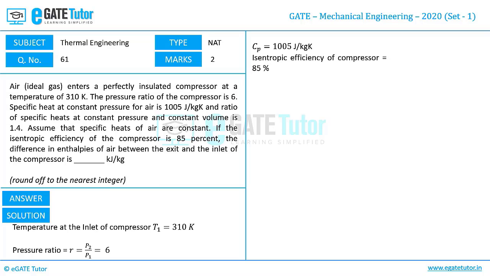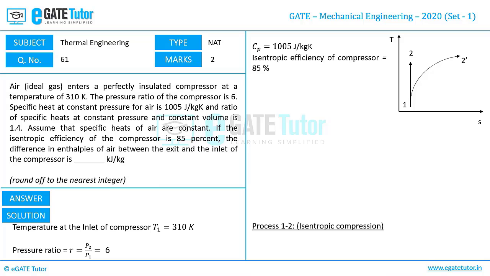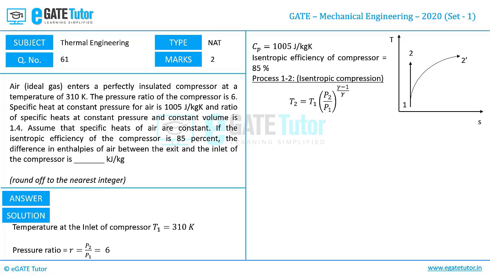Let us try to plot the TS diagram for the ideal and actual processes. So this is how it looks. 1 to 2 is the ideal and 1 to 2 dash is the actual process which takes place in the compressor. So basically process 1 to 2 is an isentropic compression. From the property relations, we can write T2 by T1 is equal to (P2 by P1) power (gamma minus 1) by gamma. We know P2 by P1, we know T1 and we know gamma. Substituting all the values will give us the temperature T2 as 517.24 Kelvin.